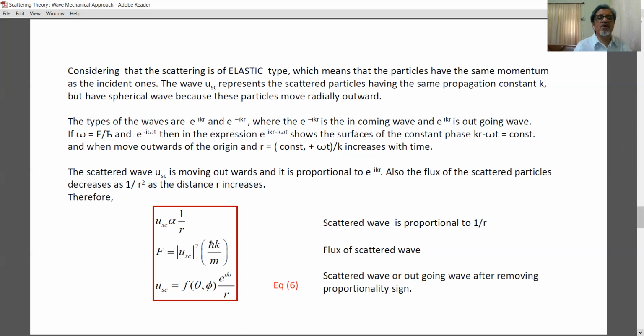Now the types of waves are e to the power ikr and e to the power minus ikr, where e to the power minus ikr is the incoming wave and e to the power ikr is the outgoing wave.